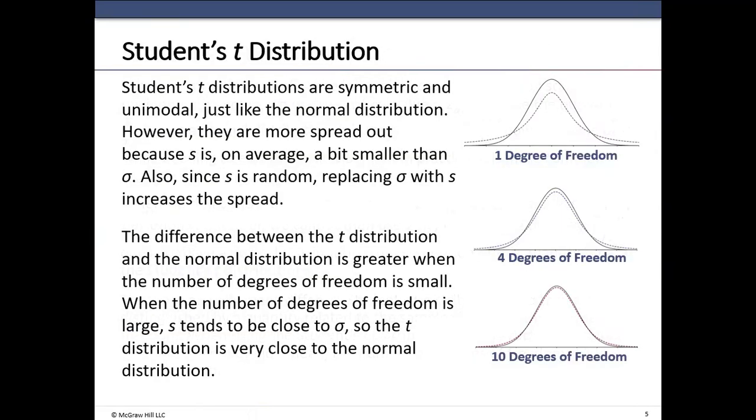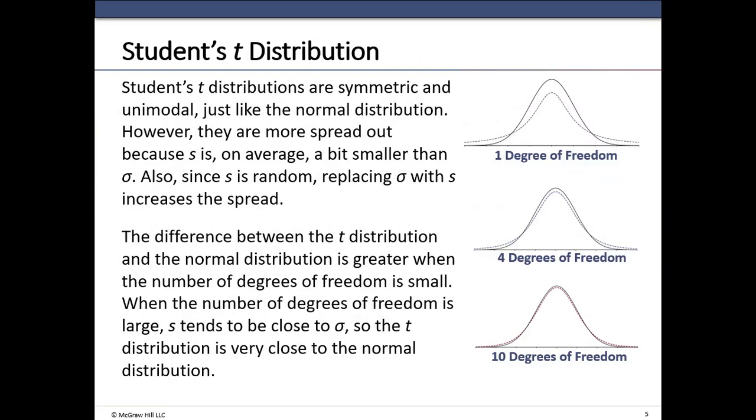Students' T distributions are symmetric and unimodal, just like the normal distribution. However, they're more spread out because S is on the average a bit smaller than sigma. Also, since S is random, replacing sigma with S increases the spread. On the top diagram, the solid curve is the Z curve, and the dashed curve is the T distribution when my degrees of freedom is 1, that is, my sample size is 2. The T distribution is the dashed curve, which is located below the Z curve. Notice it is spread out more in the tail area.